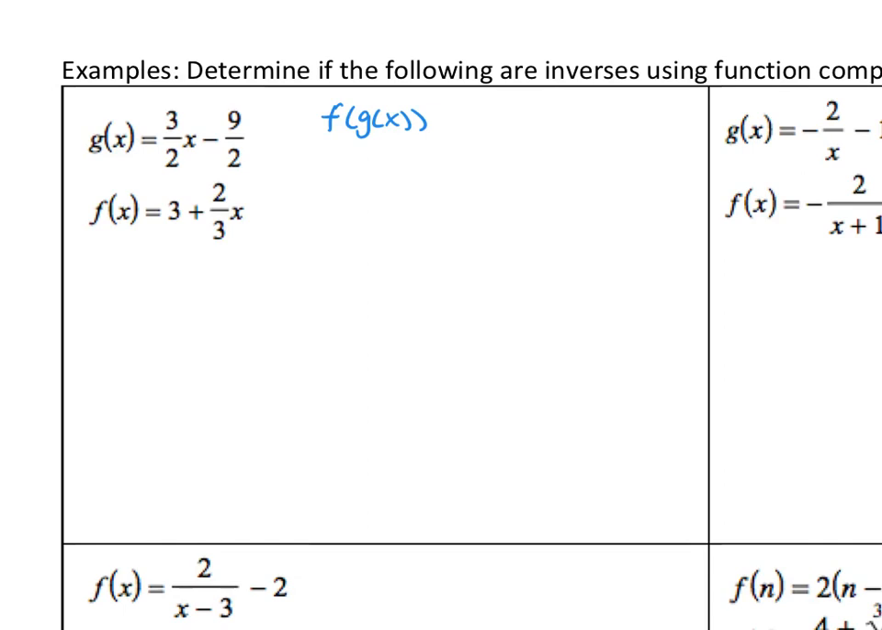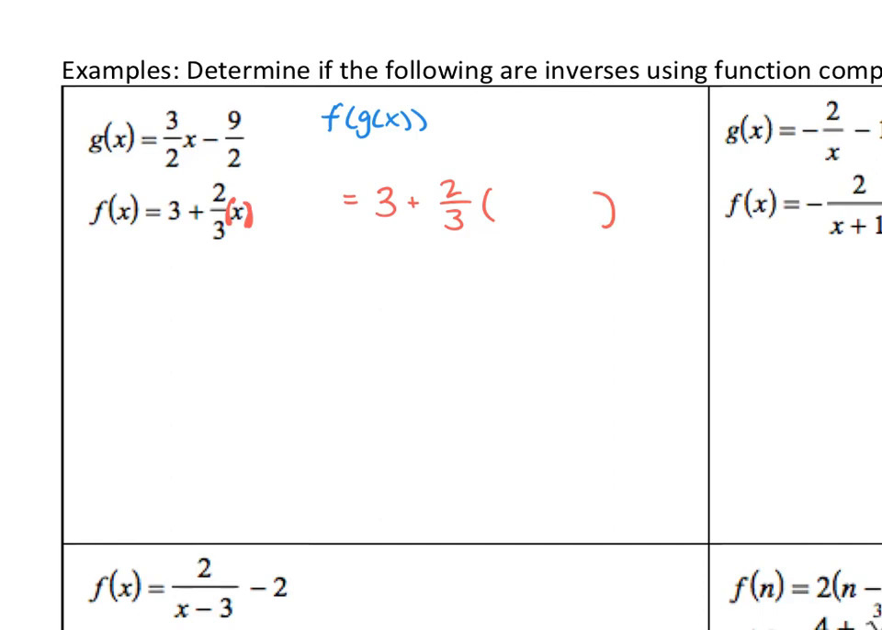So to do this, the first thing I want to do is build a skeleton for f. What I'm thinking about when I'm building a skeleton is, wherever I see an input, instead of where that x is, I'm going to replace it with an open set of parentheses so that I know where the input for that value was. So that would give me 3 plus 2/3 and then a parentheses where that x was.